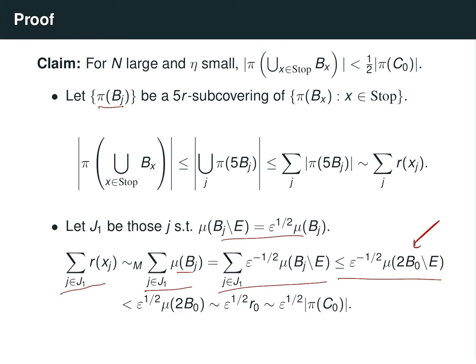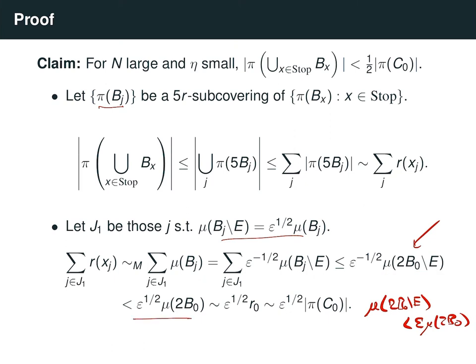Now, recall that we picked the ball B_0 using the Lebesgue differentiation theorem so that the following inequality would hold, that mu of 2B_0 minus E would be less than epsilon times mu of 2B_0. So substituting this inequality in for this part, we see that the epsilon and epsilon to the minus 1/2 cancel, and we just get epsilon to the 1/2 times mu of 2B_0. So let me declutter things here a little bit. Okay, so we've arrived here now. Now, by Ahlfors regularity, this is comparable to epsilon to the 1/2 times the radius of this ball, which is comparable to R_0. And R_0 is comparable to the Lebesgue measure of the projection of C_0.